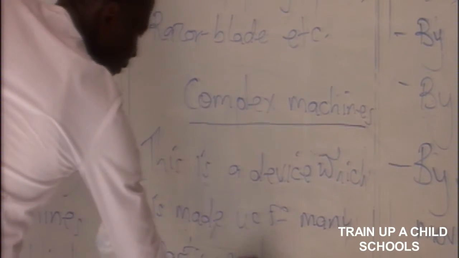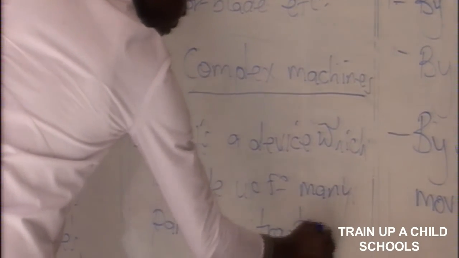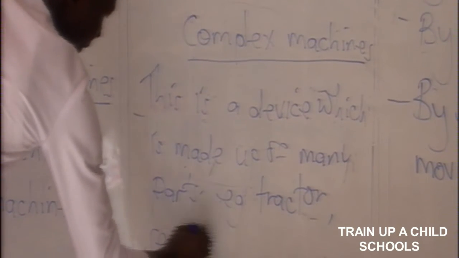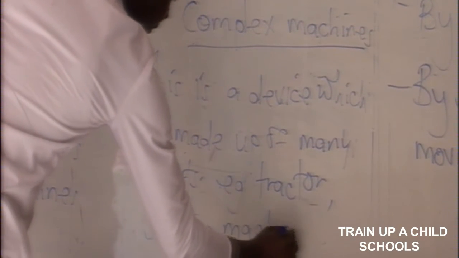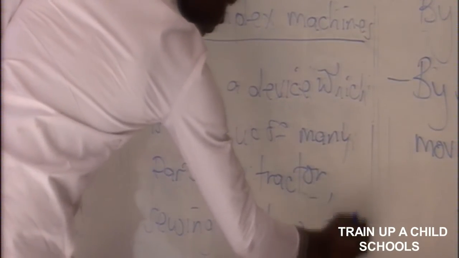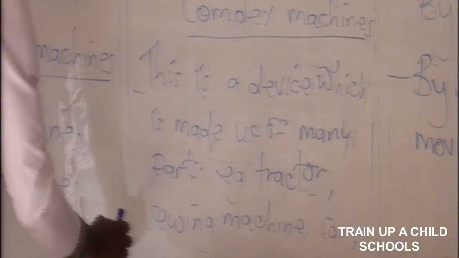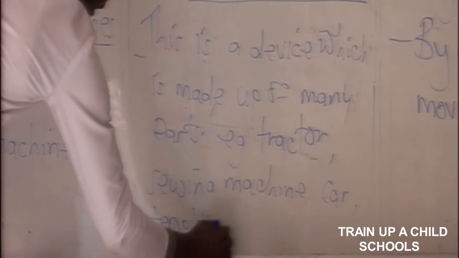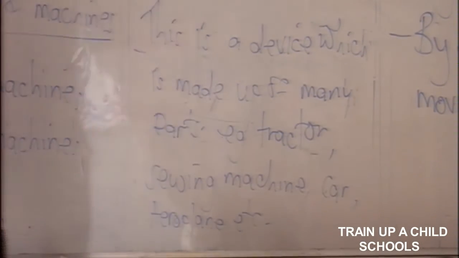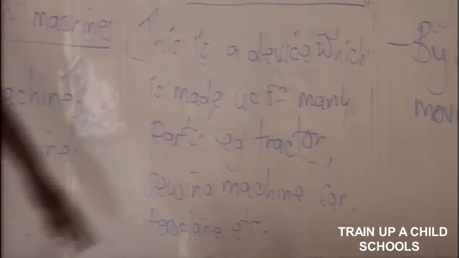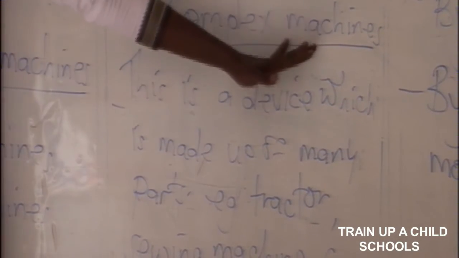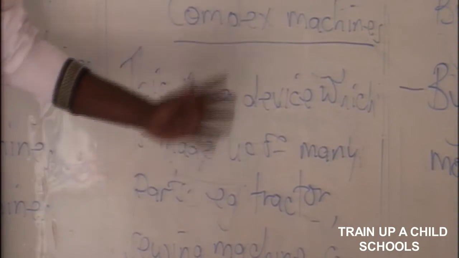We can actually have an example of that machine. For example, we can have a tractor. We can actually have a sewing machine. We can actually have a vehicle or a car. We can also have what you call an aeroplane and many other examples of complex machines. So basically, these are the examples, but there are many others. So this is a definition. What's a complex machine? This is a device which is made up of many parts.